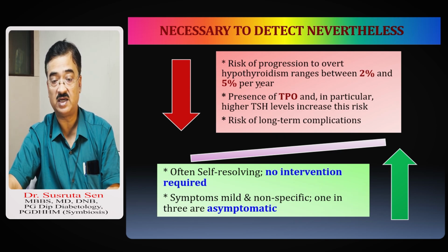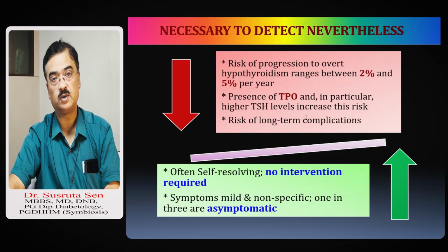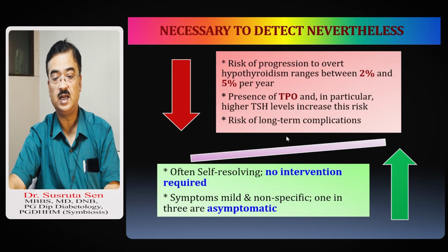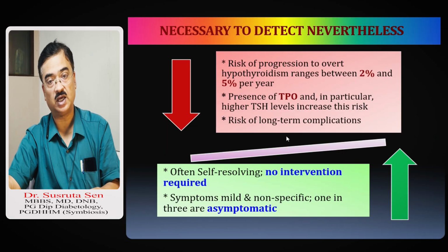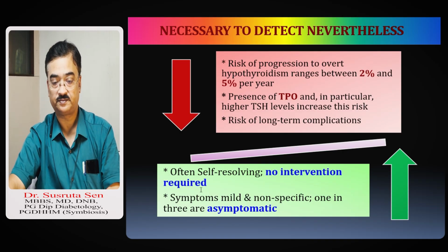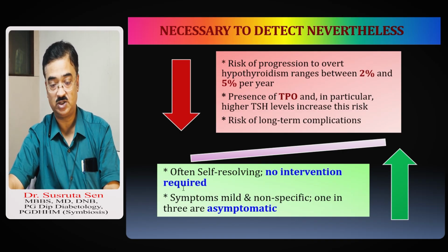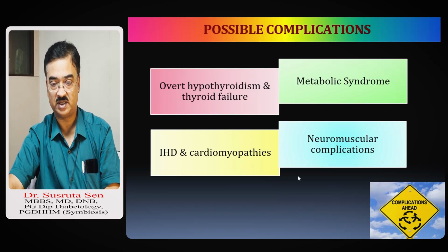Nevertheless, it is necessary to detect because of the risk of progression to overt hypothyroidism. Usually in a year, 2 to 5% of subclinical hypothyroid cases convert to hypothyroidism. And if there is a presence of anti-TPO antibody, then the risk of developing overt hypothyroidism in the long run is even more. The major reassuring thing is that sometimes it is self-resolving, so no intervention is required. Symptoms are mild and non-specific or asymptomatic. Again, I am saying most of the cases are asymptomatic.